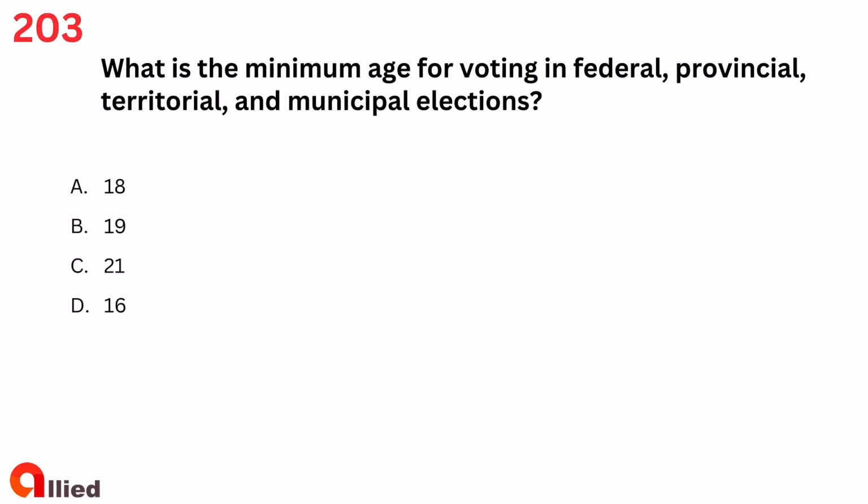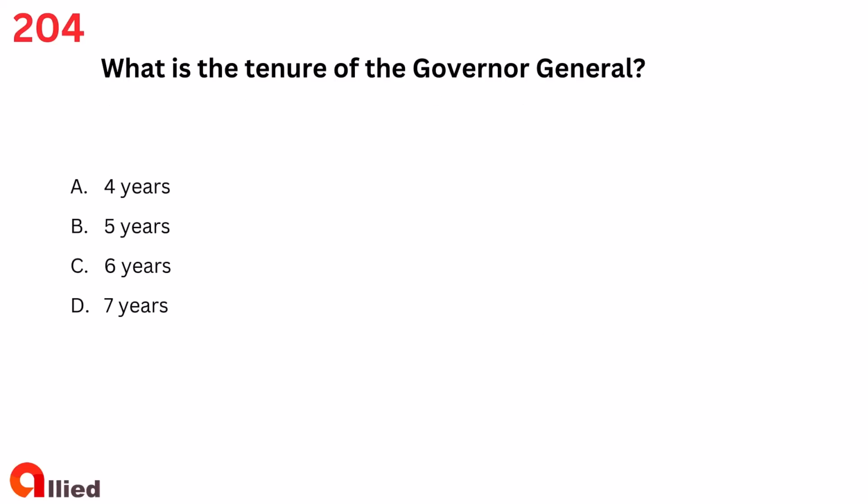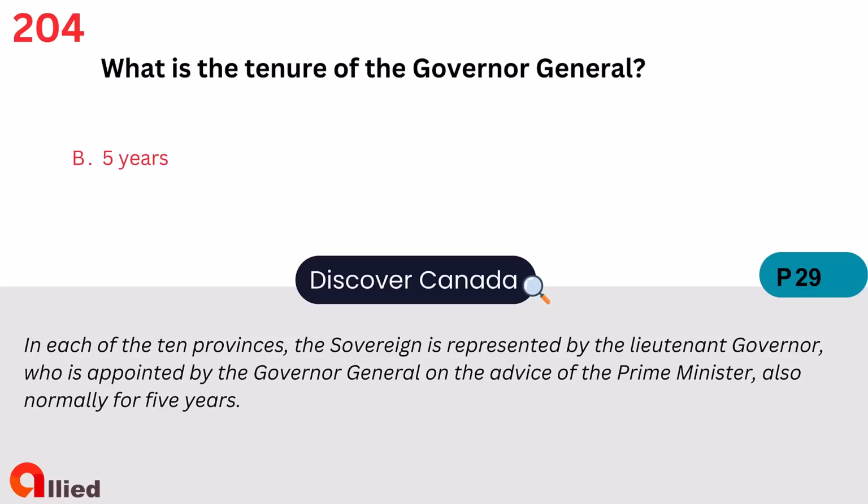Question 203. What is the minimum age for voting in federal, provincial, territorial, and municipal elections? A. 18. B. 19. C. 21. D. 16. The answer is A. 18. Question 204. What is the tenure of the Governor-General? A. 4 years. B. 5 years. C. 6 years. D. 7 years. The answer is B. 5 years.